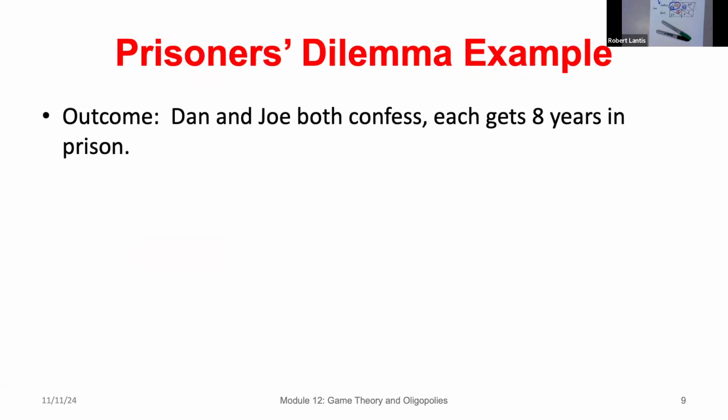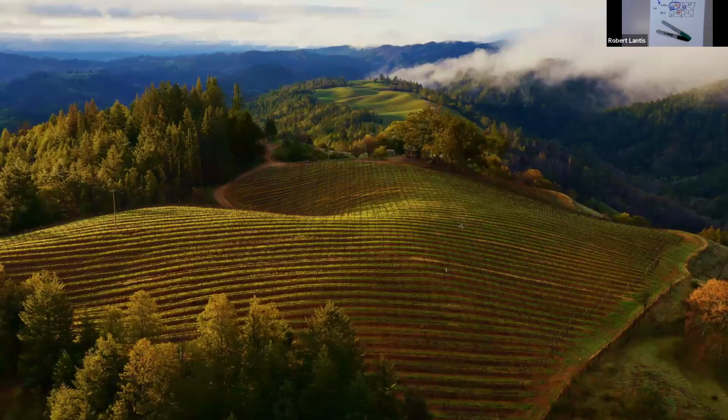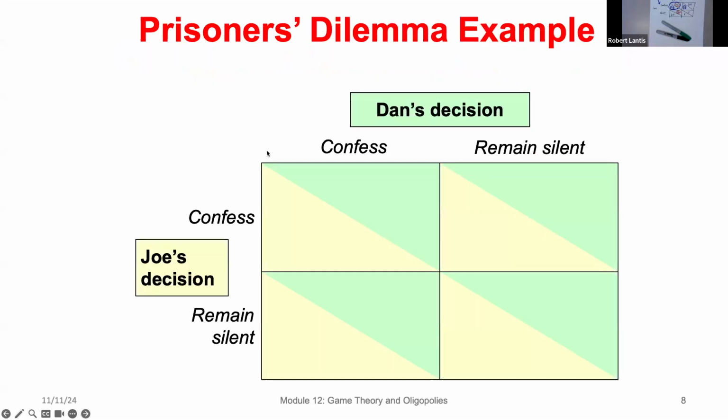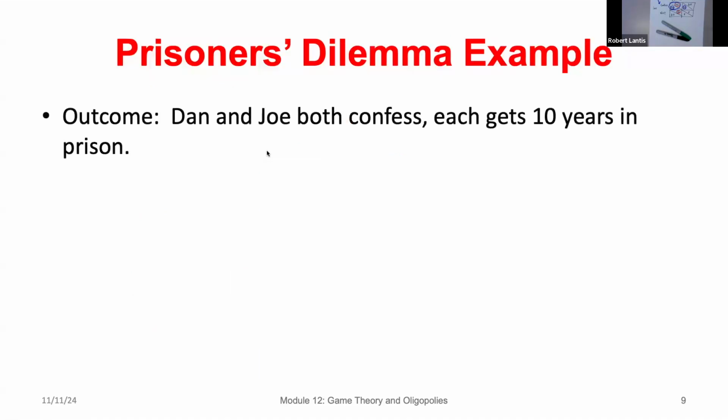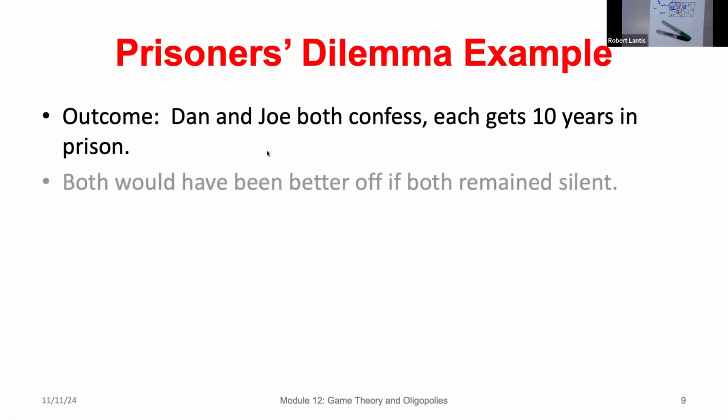Okay, so our outcome here, hold on, I updated these numbers. That should look more like it. There we go. So the optimal, or sorry, we already worked through this. I'm on the wrong slide. There we go. The outcome is going to be that they both confess and get 10 years.